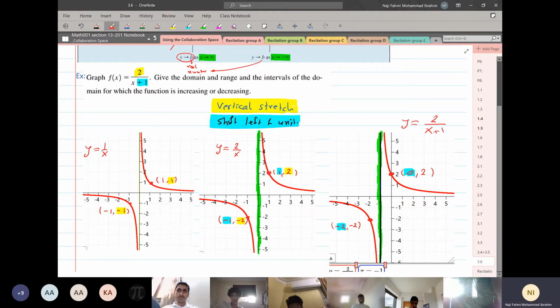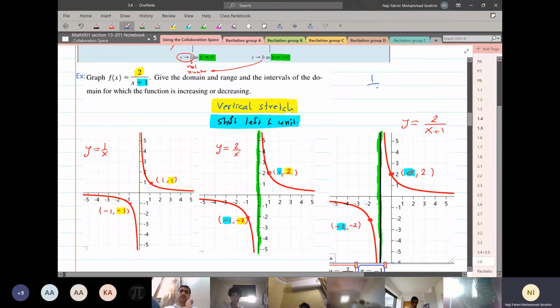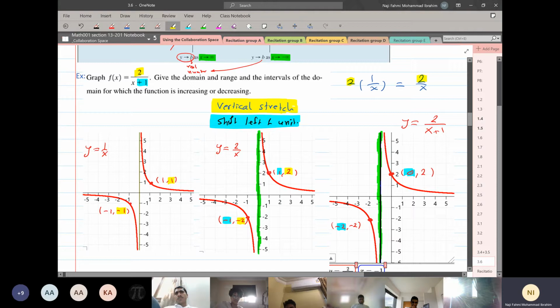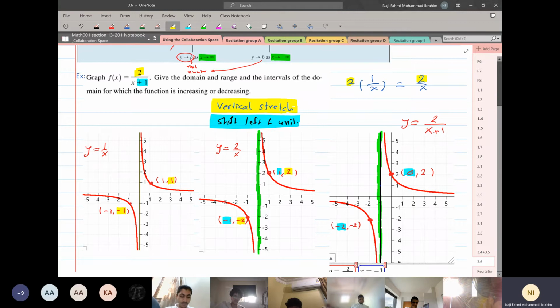Yes, Ahmed Abdel Khaliq, you are raising your hand. Why vertical stretch? Because we multiply the function by 2. If I say 1 over x, and I multiply 1 over x by 2, the answer is 2 over x. So this 2 over x, what does it mean? I have multiplied the function by 2. And if I multiply the function by 2, this is a vertical stretch. Okay?